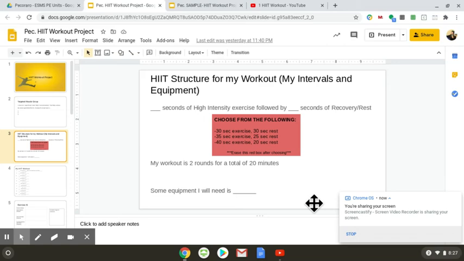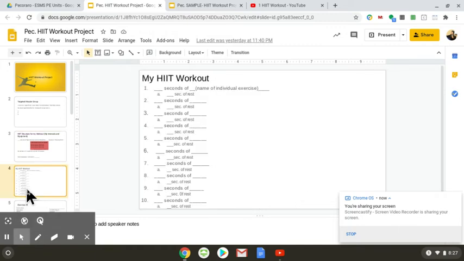So for the next part, after we fill out our HIIT structure, how long your intervals are, and the equipment that you need, we can move on to slide number 4. Slide number 4 is where you're going to type out step by step the intervals in your HIIT workout. You're going to be required to choose 10 individual exercises to make up your HIIT workout.